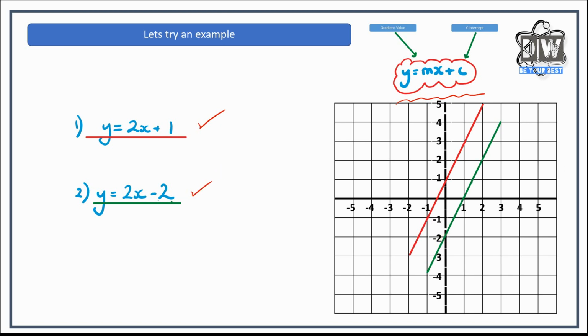So what I would like you to do is take a quick look at this and think about what makes them parallel. What important part of each of those equations makes them parallel? Very simply, it is the gradient value. As long as the gradient value is the same, then they'll run parallel. The y-intercept value could be lots of things, and they do try and trick you sometimes, and we'll go through those misconceptions. But it is as easy as that. Look for the gradient value to be the same.